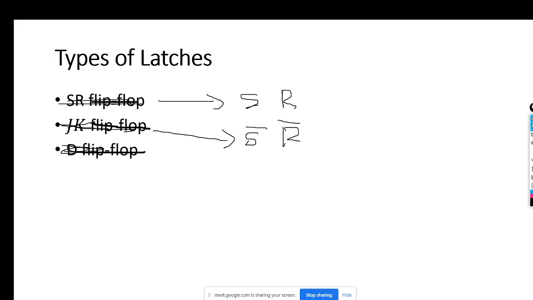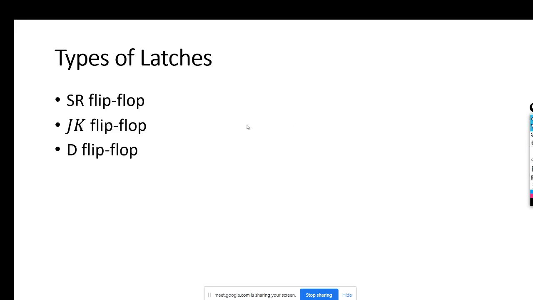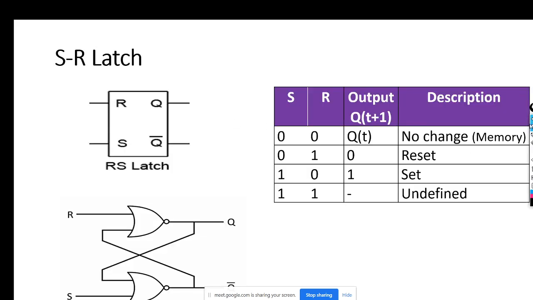Now let's look at the SR latch, not the flip-flop. This is how you draw the block diagram of the SR latch. You have two inputs, S and R, and two outputs called Q and Q bar. Now there's definitely a difference between latch and flip-flop. Here you can see there are two inputs and two outputs, S, R, Q and Q bar.